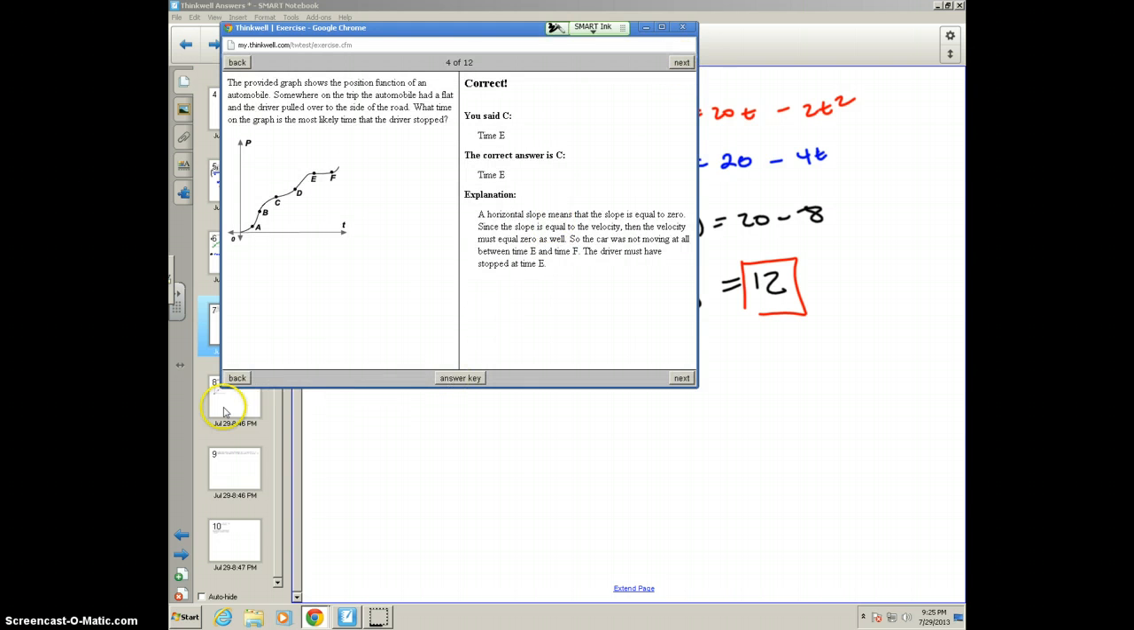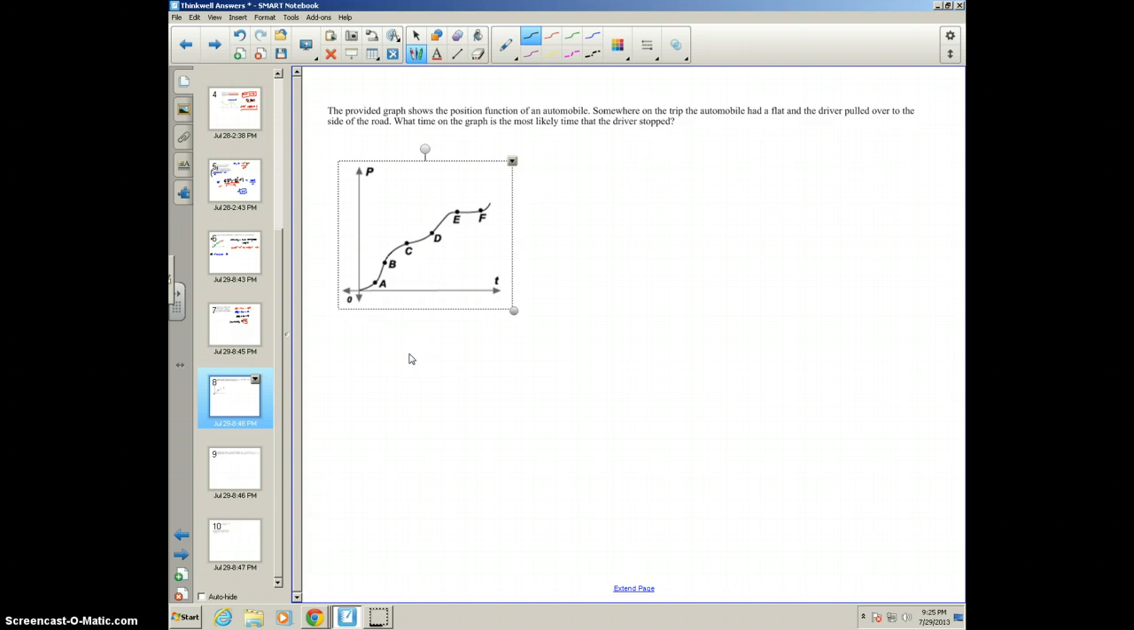So moving on to our next problem is this. The provided graph shows the position function of an automobile. Somewhere on the trip, the automobile had a flat and the driver pulled over to the side of the road. What time on the graph is most likely the time that the driver stopped? Alright, we did a problem like this in another video. Again, we know that velocity equals line tangent, or also known as the slope.